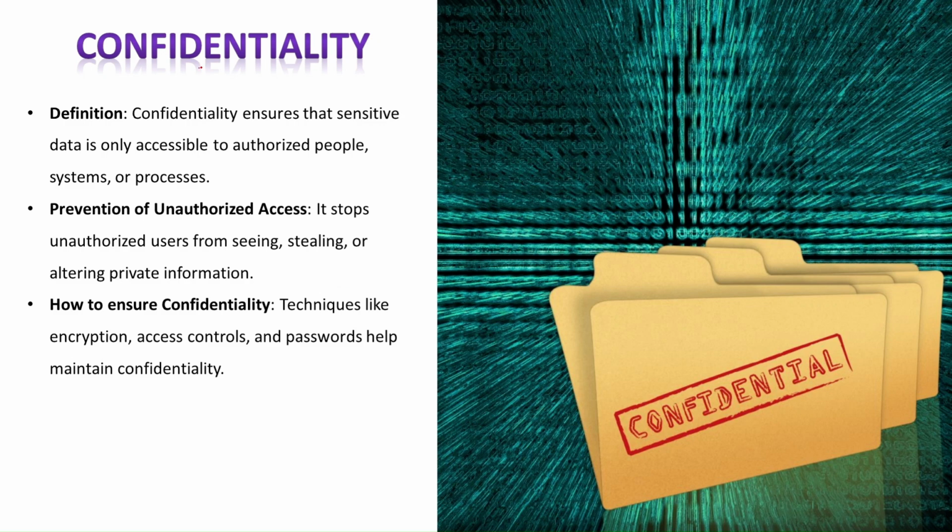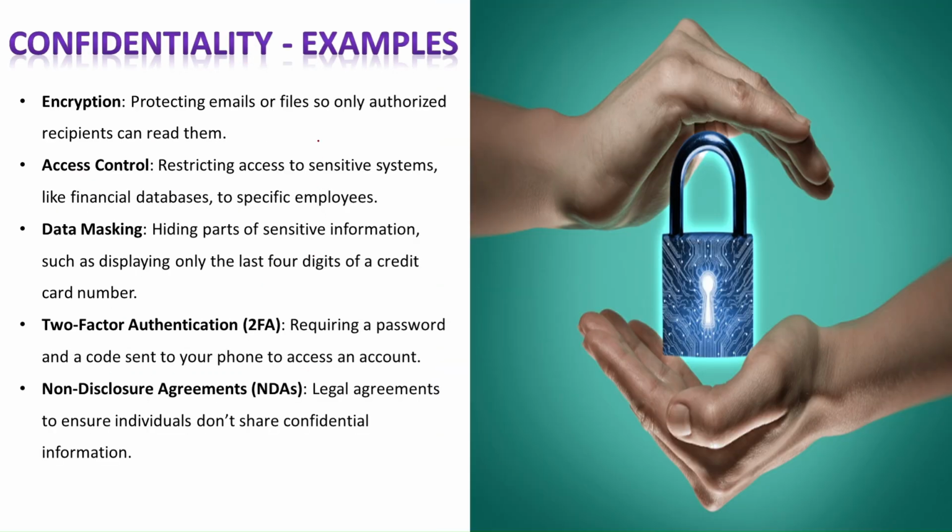So the first one of the CIA triad is confidentiality. Confidentiality basically ensures that sensitive data is only accessible to authorized people, systems, or processes. In other words, it stops unauthorized users from seeing, stealing, or altering private information. So, how do we ensure confidentiality? Techniques like encryption, access controls, and passwords help maintain confidentiality. Encryption is the most common method of ensuring the confidentiality of sensitive information. Similarly, access control and passwords are also used to ensure the confidentiality of sensitive data and information.